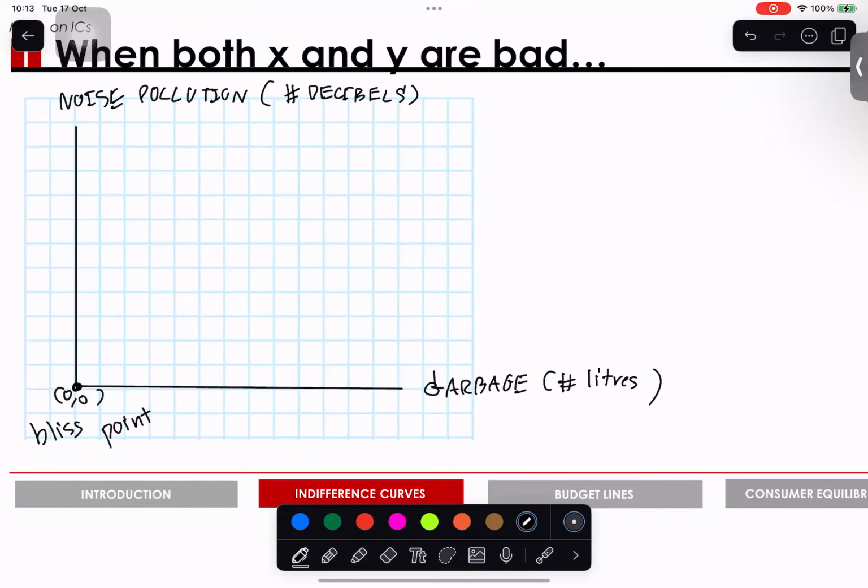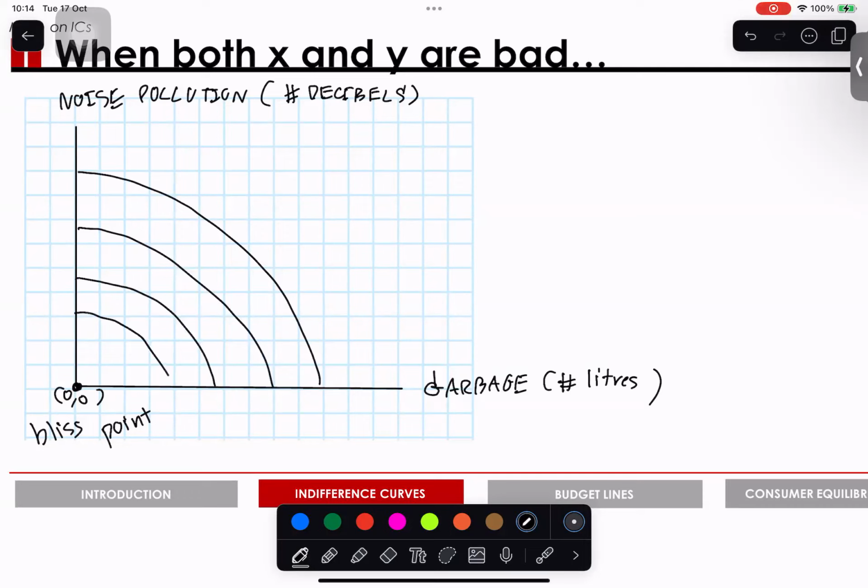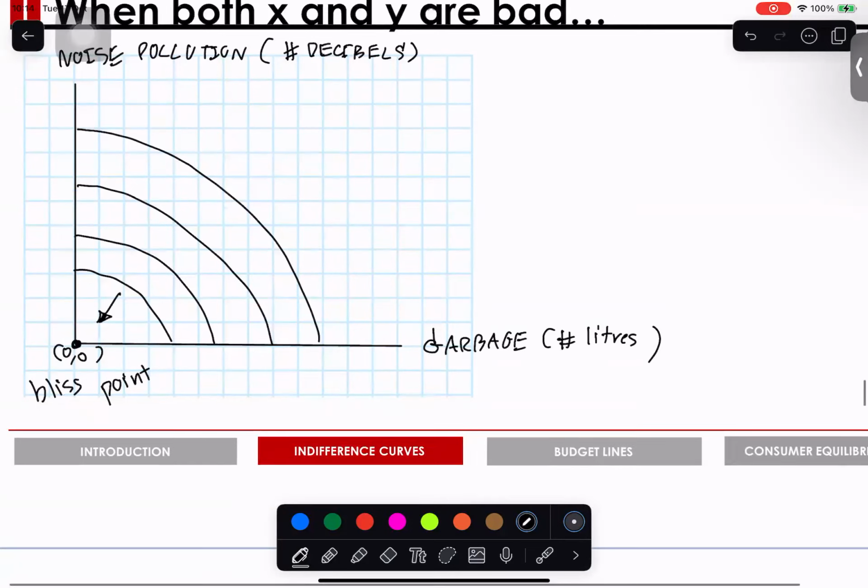Then if you draw a different curve, this is not PPC, yeah. The direction to improve utility is to move towards 0, 0. Let's name the IC.